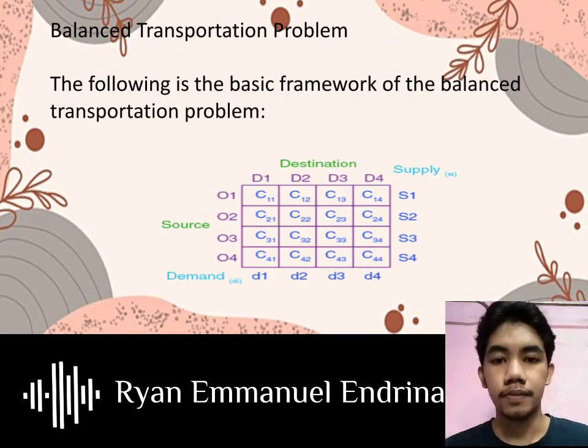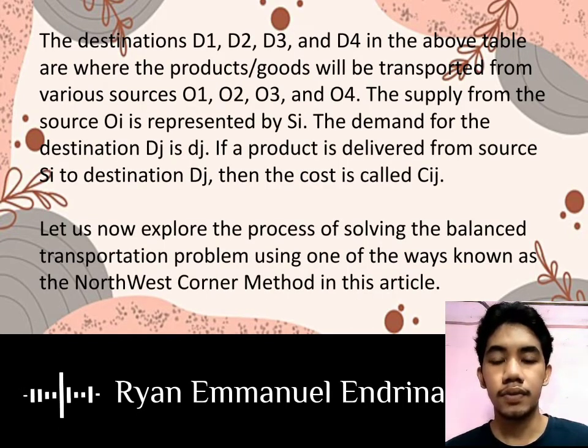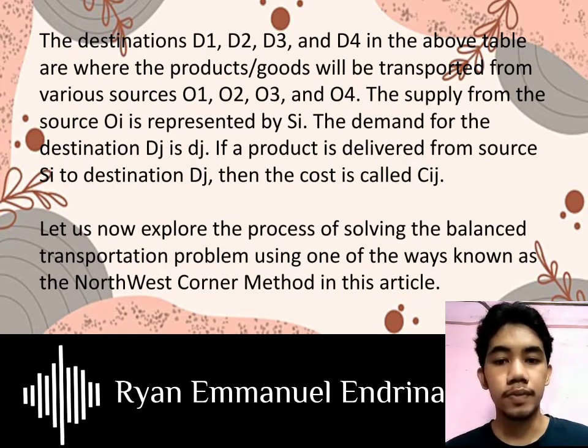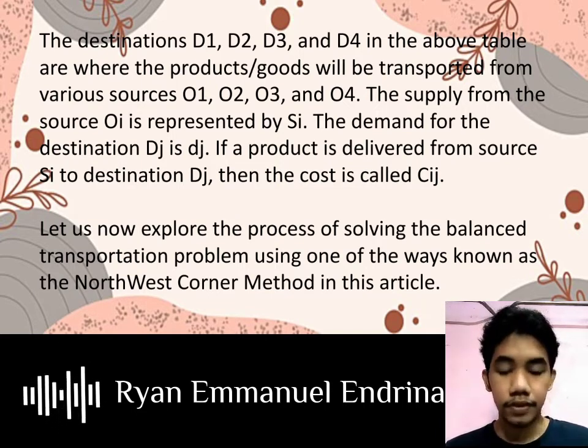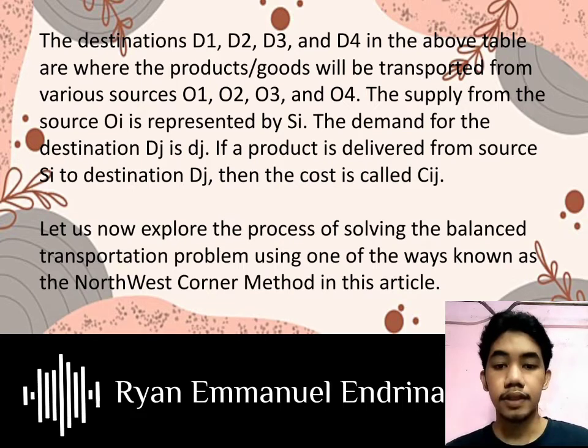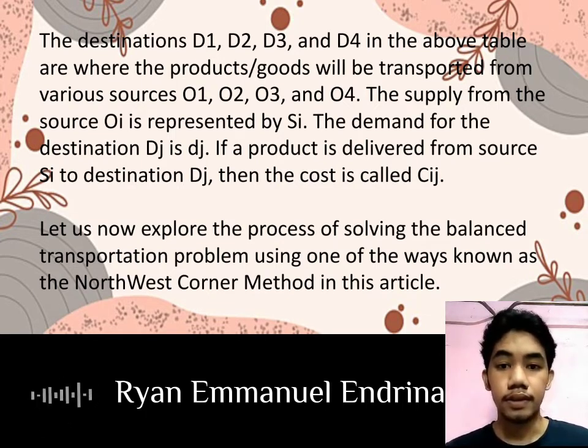Balanced transportation problem. Here in the illustration, the table is the basic framework of the balanced transportation problem. There is a source, a destination, a supply, and a demand. The destinations D1, D2, D3, and D4 that you can see in the table are where the products or goods will be delivered from sources O1, O2, O3, and O4. The supply from the source on the left side is represented by Si. If a product is delivered from source Si to destination Dj, then the cost is called Cij.